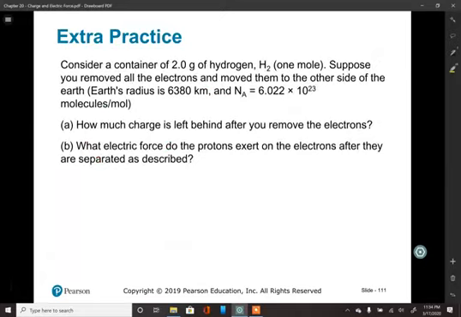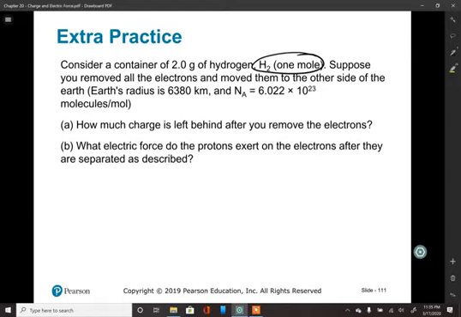So this one is kind of a chemistry question, but I put it in here because I think it really helps illustrate how the electric force compares to the gravitational force. So we have a small amount of hydrogen, 1 mole of hydrogen, 2 grams, not very much at all. We're going to take all the electrons away from that mole of hydrogen and put them on the other side of the Earth. And we're going to ask the question, what force is then happening between the electrons on one side of the Earth and the protons left over from the hydrogen on the other side of the Earth?